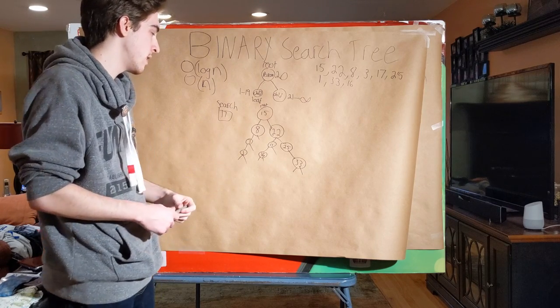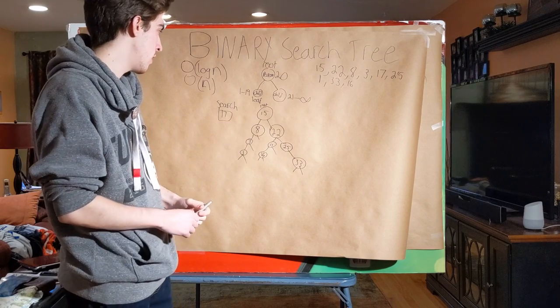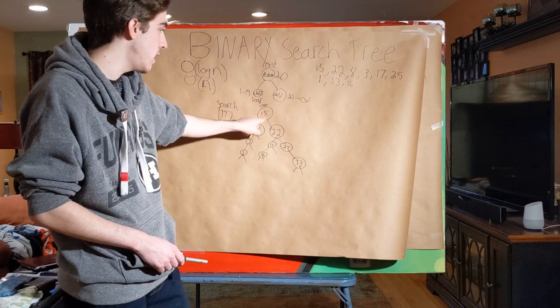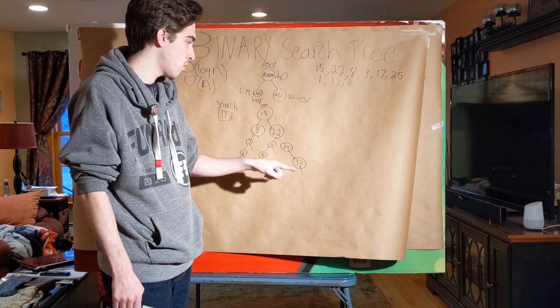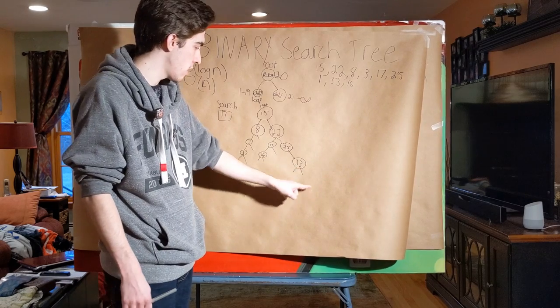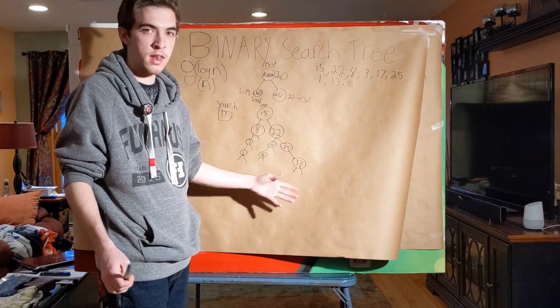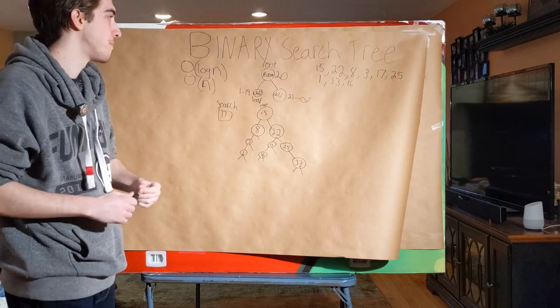Let's say we want to find something that we don't have. Let's say 100. You search for 100. Bigger than 15. Go to the right. Is it bigger than 22? Yep. 100 is bigger than 22. Go to the right. It's bigger than 25. Go to the right. Bigger than 33. Go to the right. Oh, you hit a null pointer. That's at the end. That means 100 does not exist in this tree.